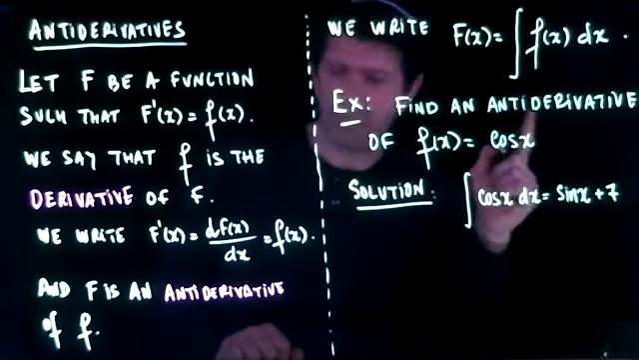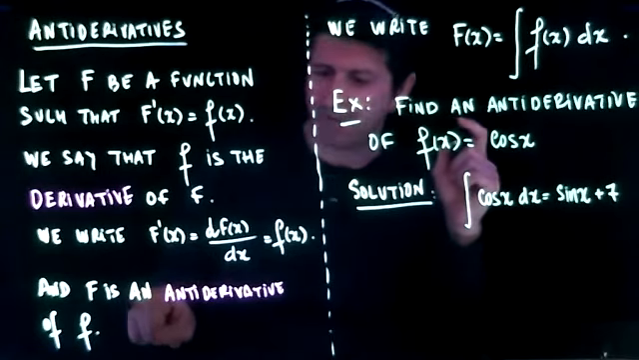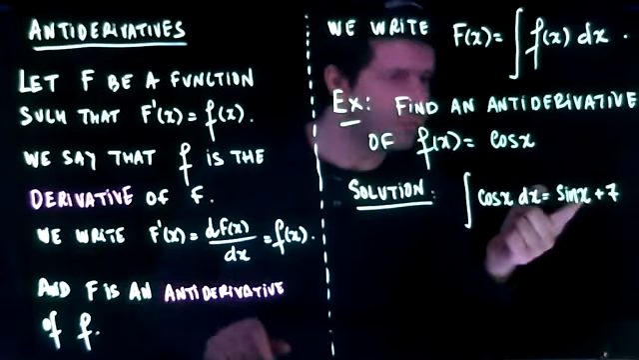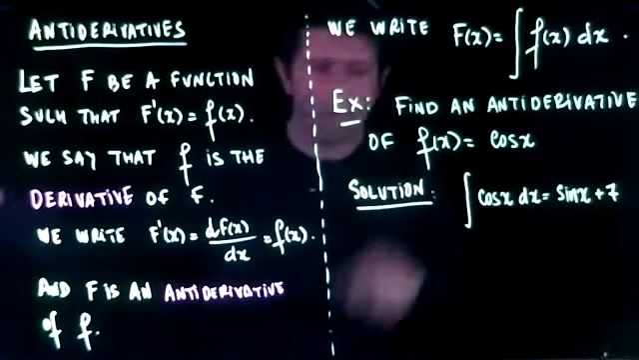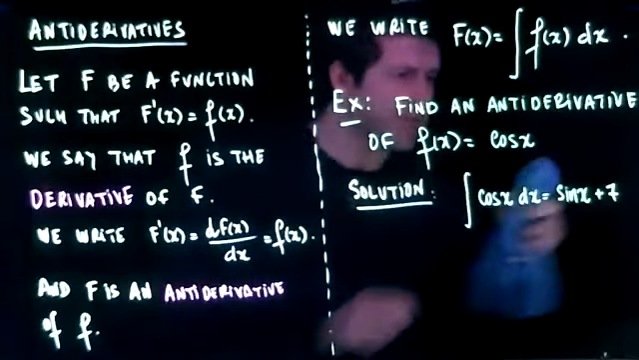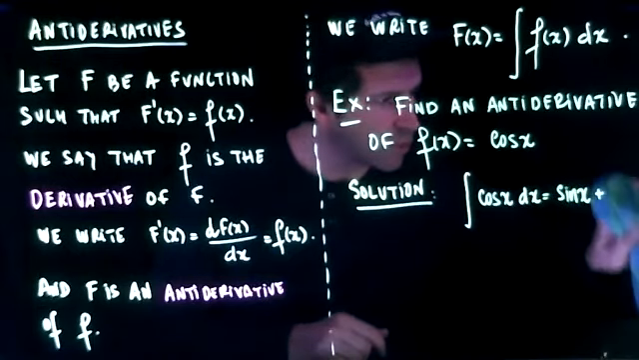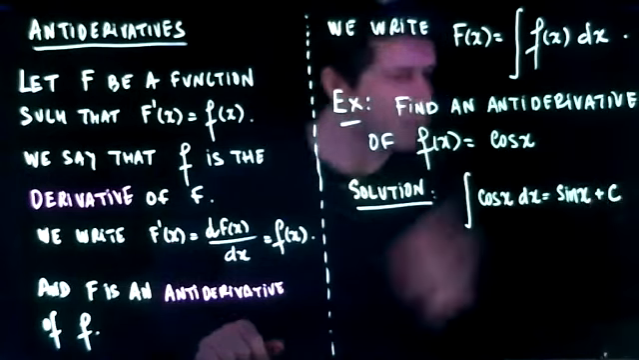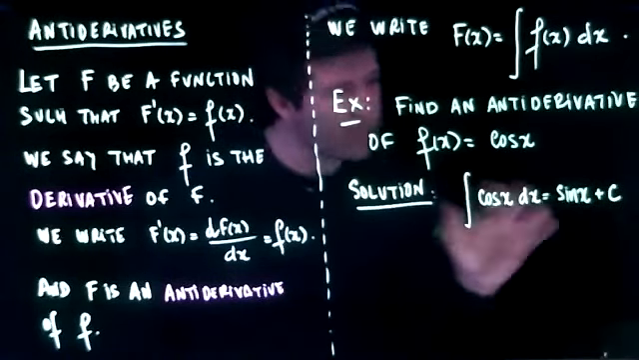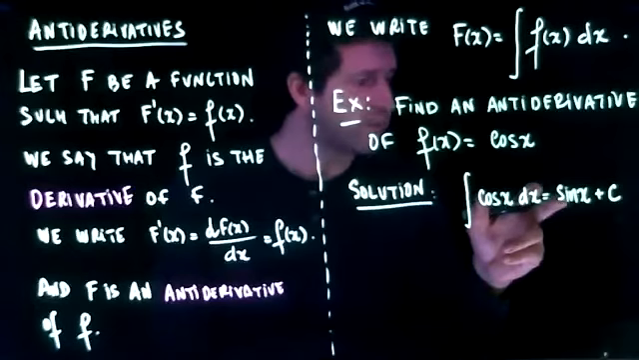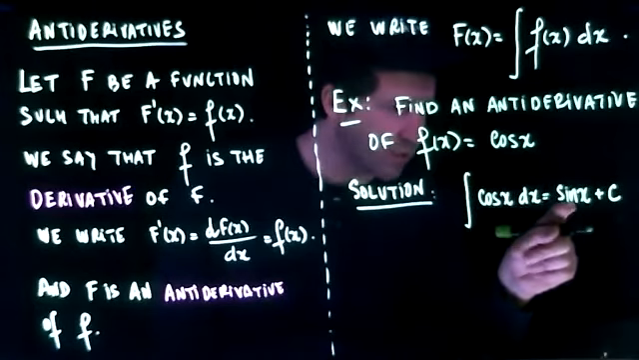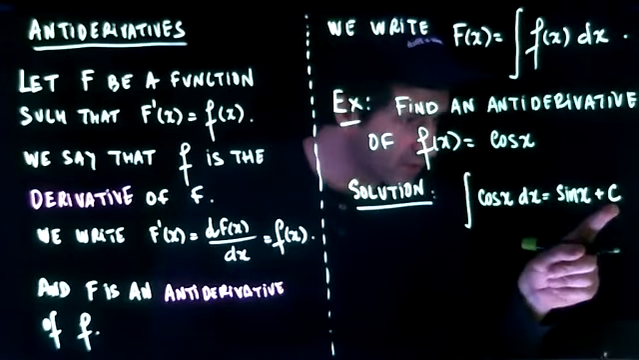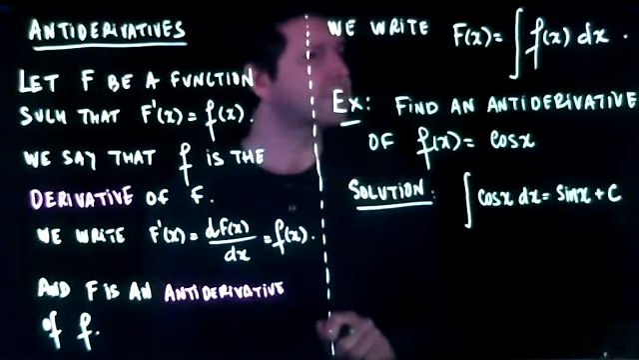Okay, so that's why I'm saying an antiderivative, because as you see, there's millions of them. So what I could do here is, we're always going to put a constant here, plus any constant. So all these functions here that are sine of x plus a constant will have a derivative of cos x.